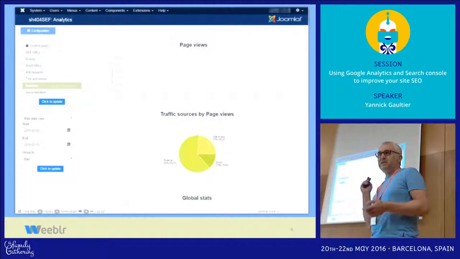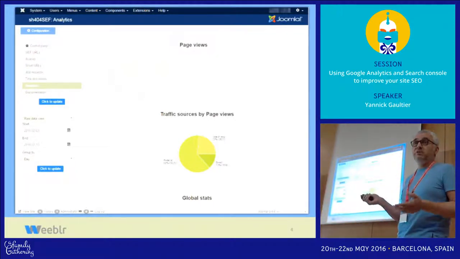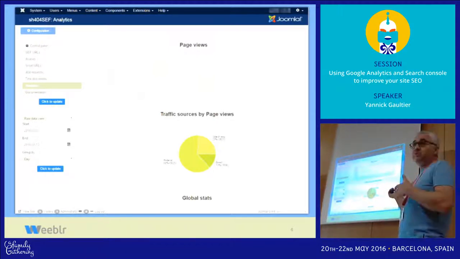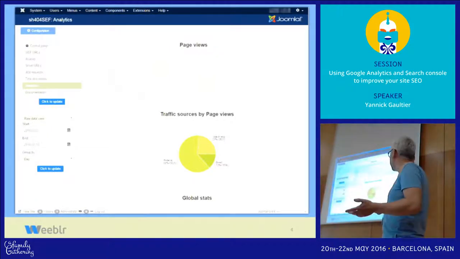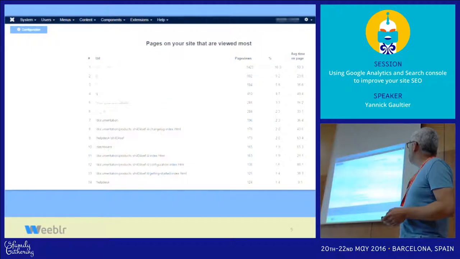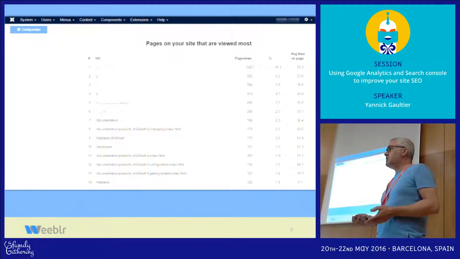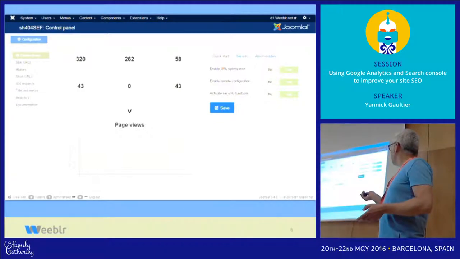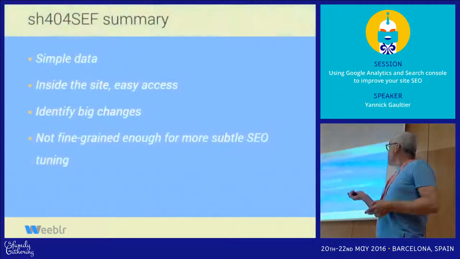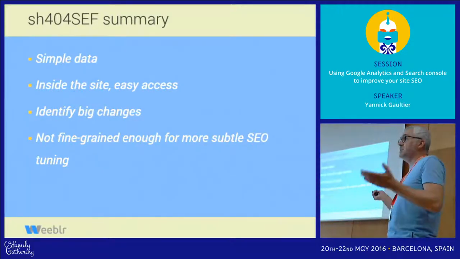To illustrate that, this is one of the dashboards from SH404SEF. It gives you the mostly traditional data you can get from analytics: the number of page views and other metrics, some graphics, where your users are coming from, search engines, direct, referral. You can then easily get the most viewed pages on your site. Those are really traditional things. So the point is, with tools like SH404SEF for the basic Google Analytics dashboard, you get very simple data. It's easily accessed.